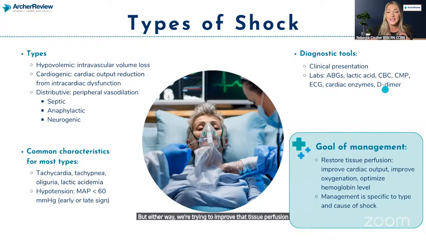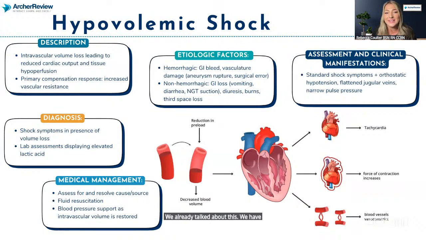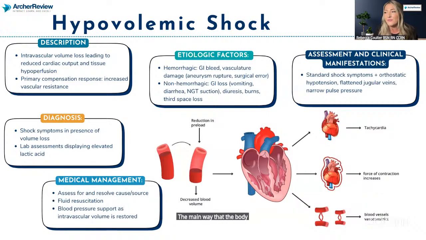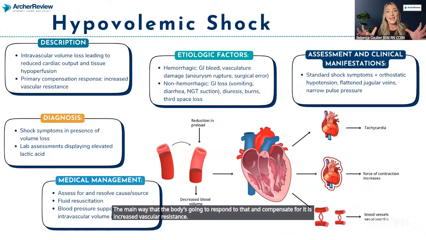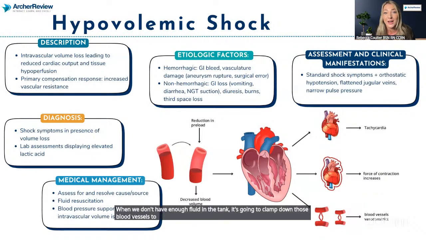So let's get started here with hypovolemic shock. We already talked about this. We have a decrease of intravascular volume loss. That's going to lead to a drop in blood pressure and tissue hypoperfusion. The main way that the body's going to respond to that and compensate for it is increased vascular resistance. When we don't have enough fluid in the tank, it's going to clamp down those blood vessels to try to get as much blood pressure as we possibly can out of the volume that we have.